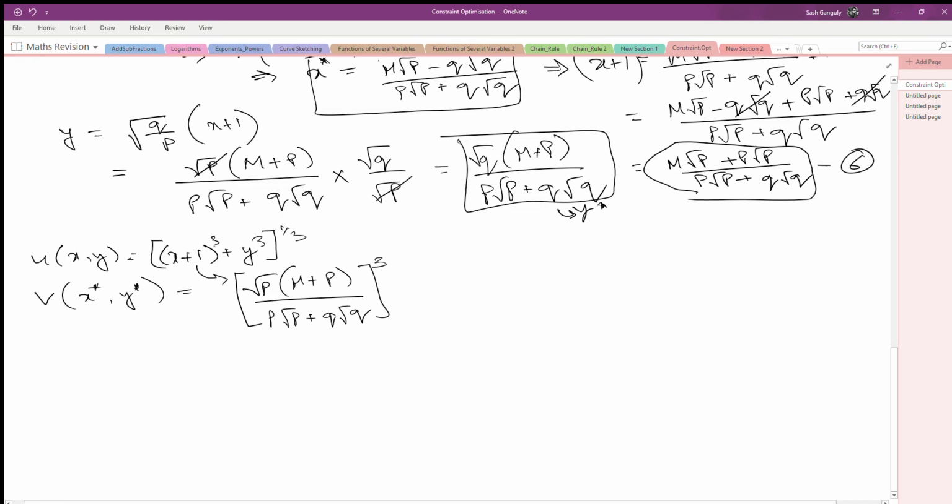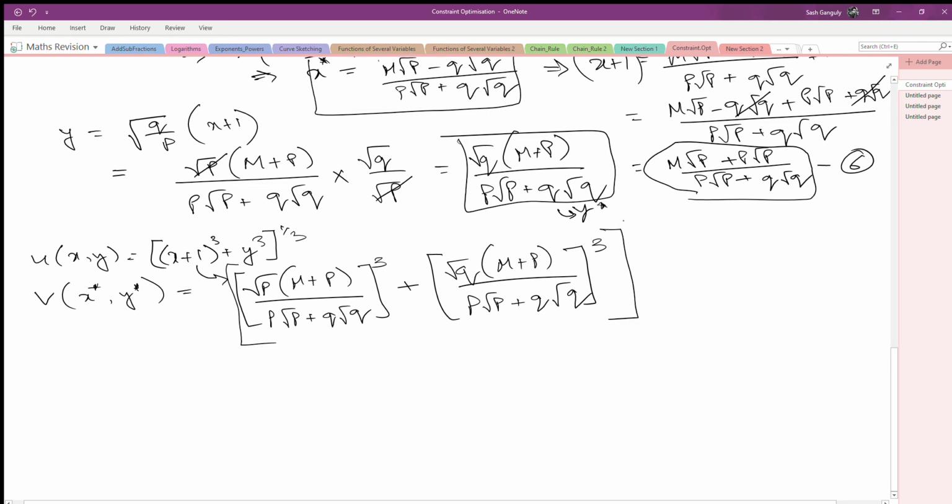Now x plus 1 cube, sorry. Y we already know is plus root q times m plus p upon p root p plus q root q, right? This entire thing whole cube is my y cube. And then this entire thing again to the power 1 by 3 is basically my v. Okay, now let's simplify this further.